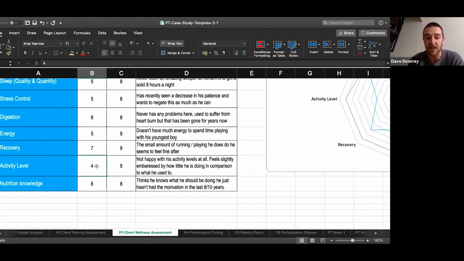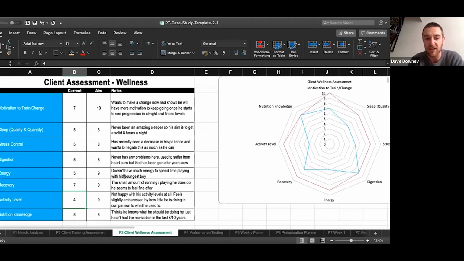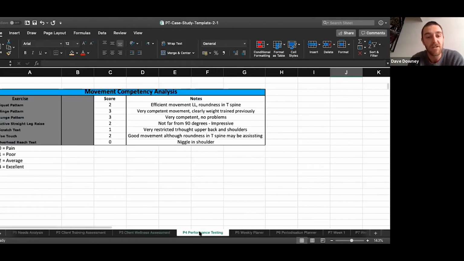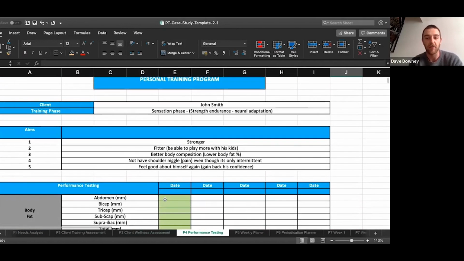Activity level, as we said, he's quite sedentary and he wants to get that up. And nutrition knowledge, he says he's generally quite knowledgeable on it. He just doesn't have the motivation to actually implement what he knows he should. So that's another thing we'll touch on there. So recovery and motivation are things we can do weekly, due to communicating with our clients nice and efficiently.